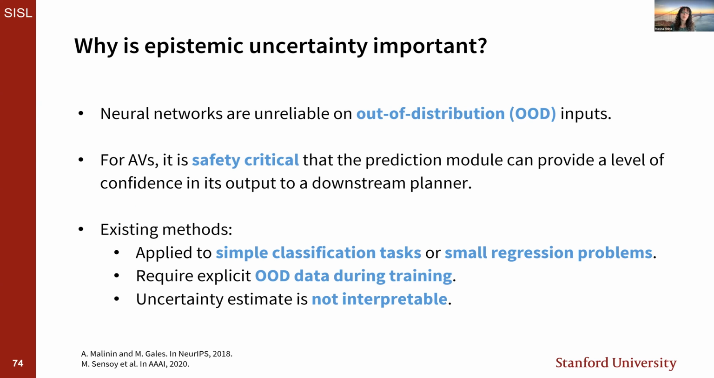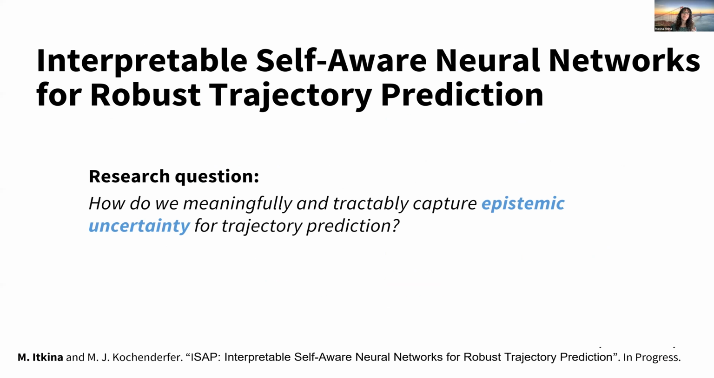Existing methods are often applied to either very simple classification tasks or small regression problems. They often require explicit out of distribution data during training, which is not feasible for a high dimensional task like trajectory prediction. And finally, this uncertainty estimate is often not interpretable either to the downstream path planner or to an engineer for development. The research question we're exploring here is, how do we meaningfully and tractably capture epistemic uncertainty for this trajectory prediction task?